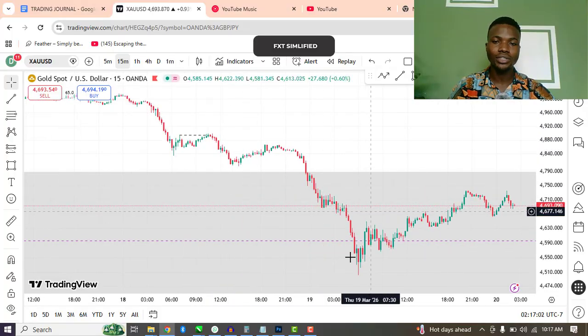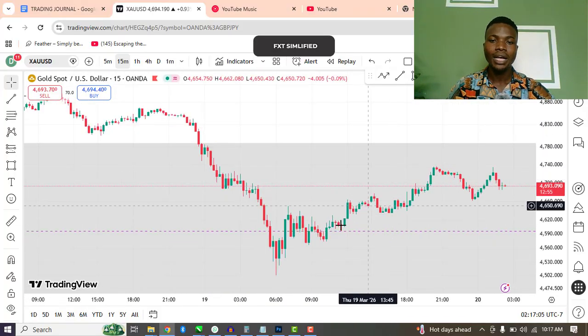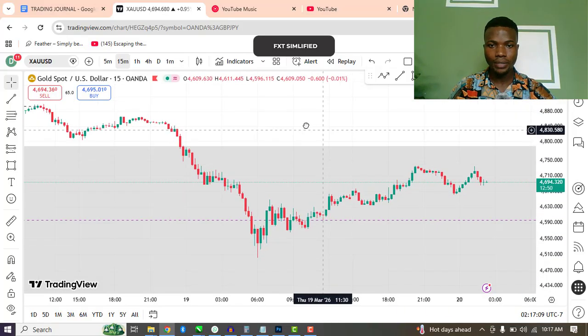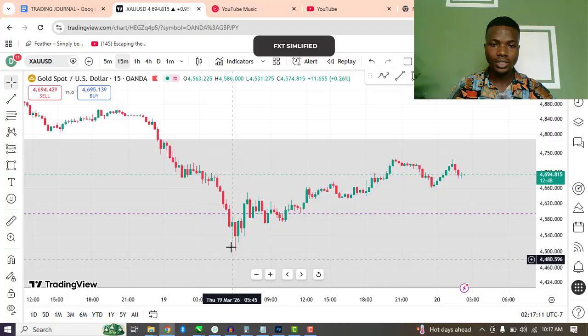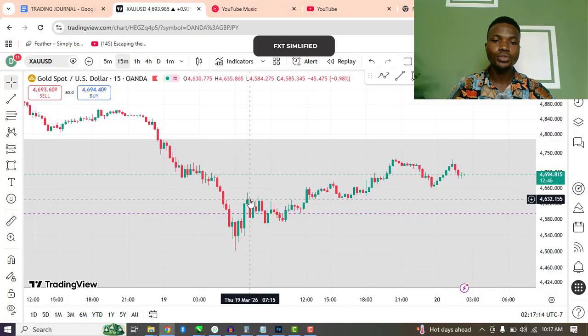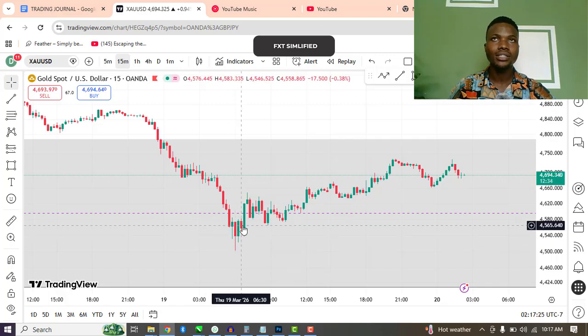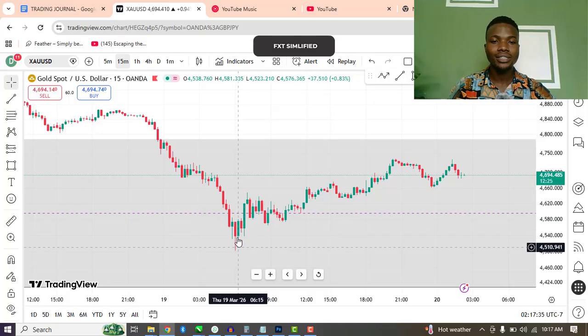You can see that price has retraced all the way down to the demand zone. When price tapped into this zone, price moved upward aggressively. But for us to see what actually happened here, we need to look at the footprints, the patterns that happened right here.